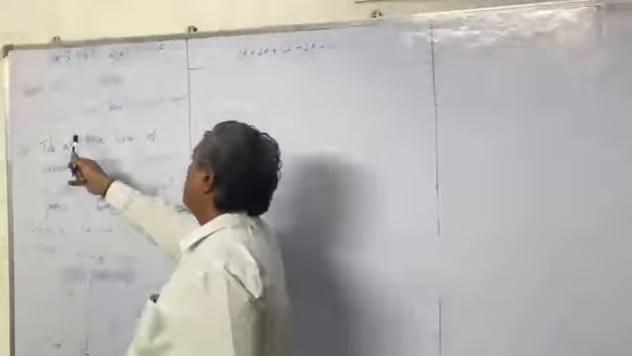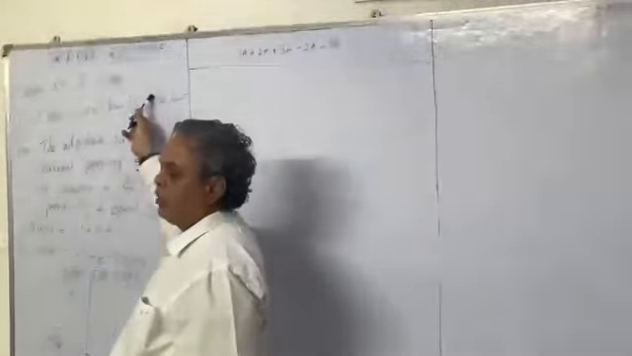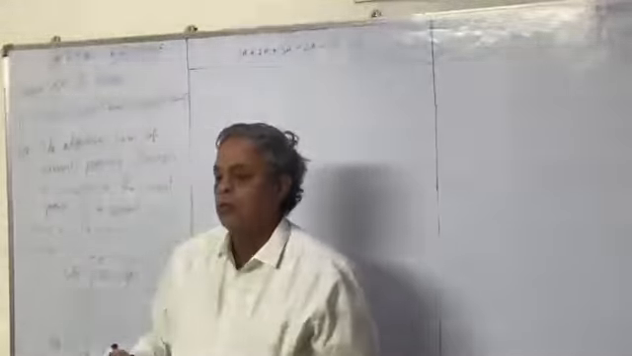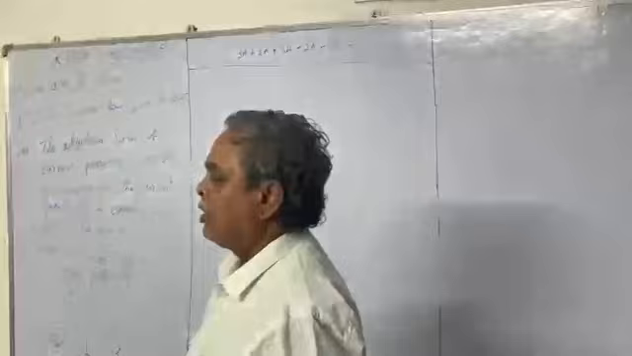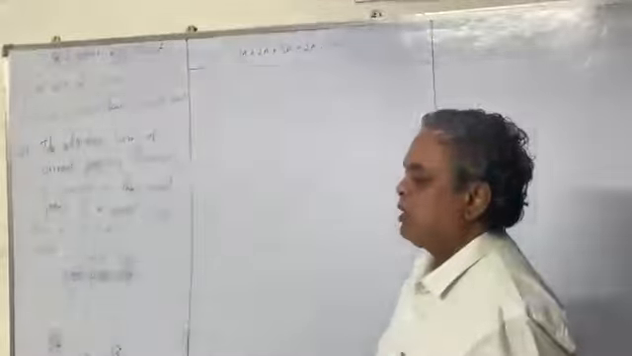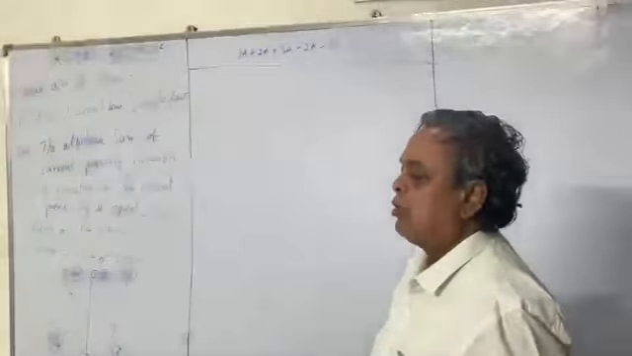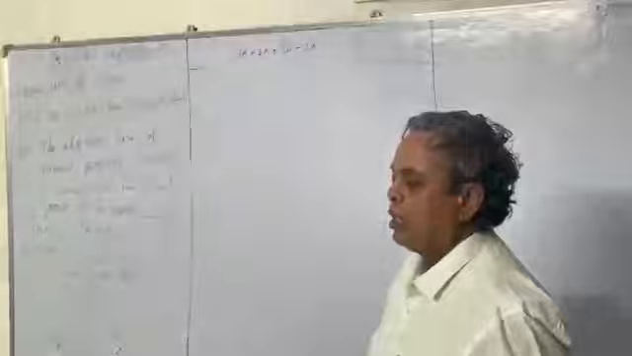First law or current law, junction law. Why is it called current law? It calculates current. Here the algebraic summation is related to current. That's why it is called current law.